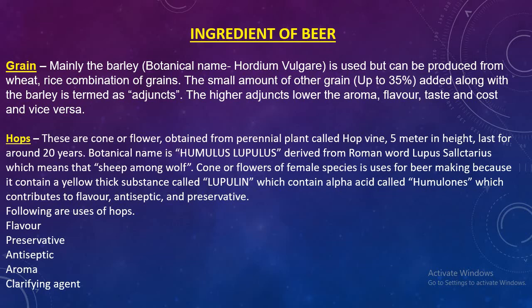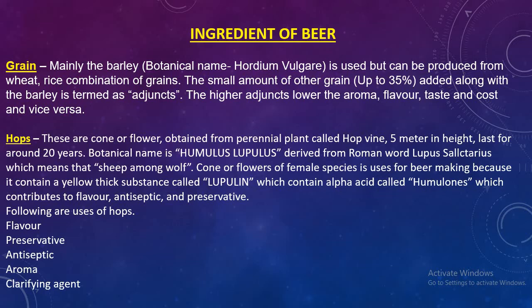The first ingredient that we need is grain. Grains are of different types, like maize, barley, etc. But for beer making we mainly use barley. The botanical name is Hordeum vulgare. It is used, but beer can also be produced from wheat, rice or a combination of grains.